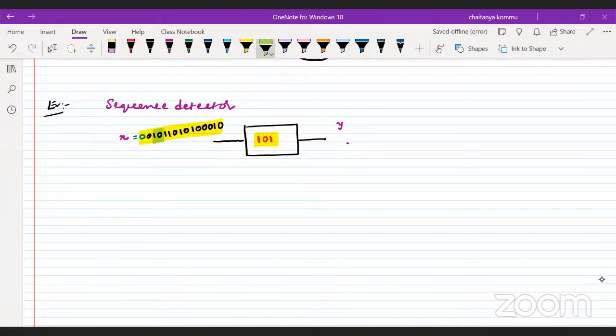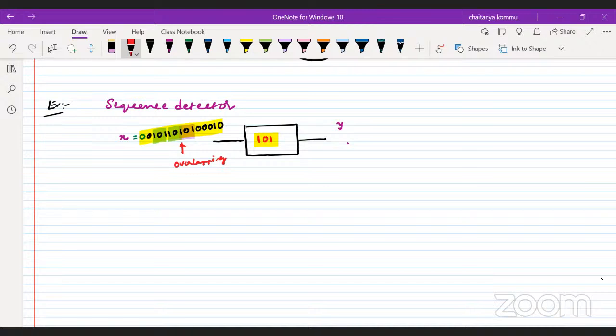So this continuous 101 is observed here, here, and here. Next, here also it is observed. Observe very carefully, here overlapping is observed. That means in order to see that particular set of bits, the previous bit also needs to be considered sometimes. This is called overlapping.